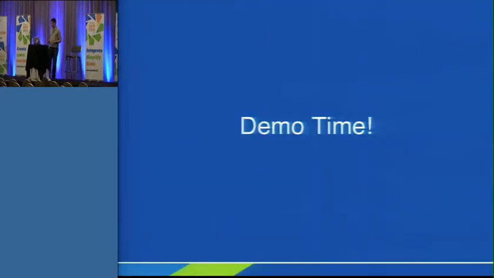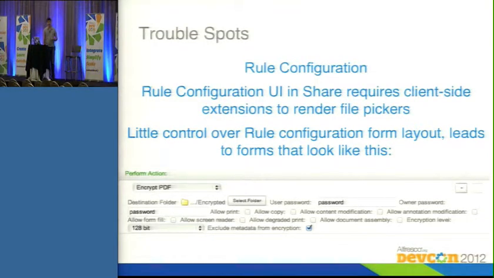So just a real quick word about the trouble spots here. I mentioned this briefly when we got started, that the rule configuration user interface in Share requires these client-side extensions to render a specific widget to allow you to do this file picker functionality. It was a little bit difficult to get that working, but it had to be done.